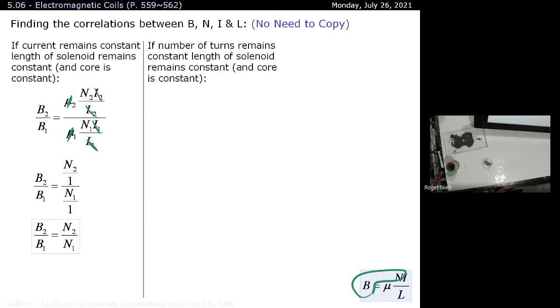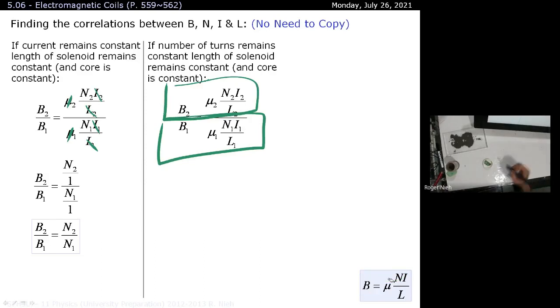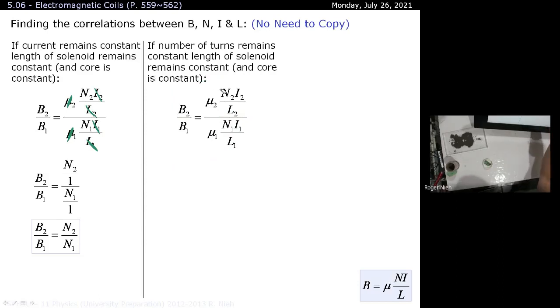This slide over here, no, you don't need to copy down. Just know the rules of how to solve these problems. You're going to take the big formula and divide it by itself. That's all you're doing every time. And at some point, you'll just be able to see what the formula should look like just by looking at the master formula. So this is an example where the number of turns remain the same.